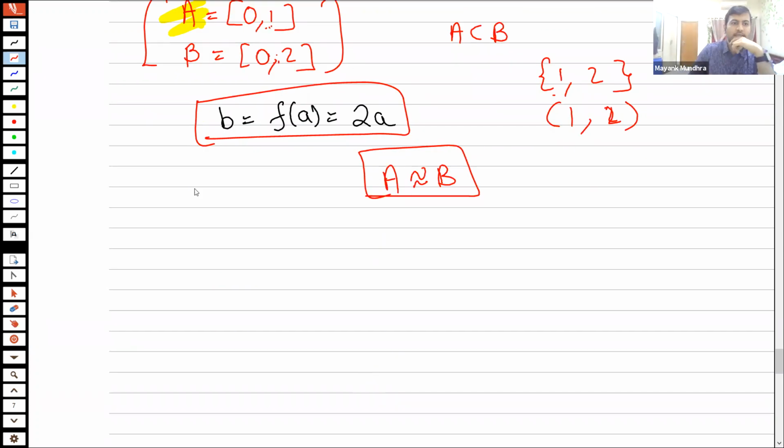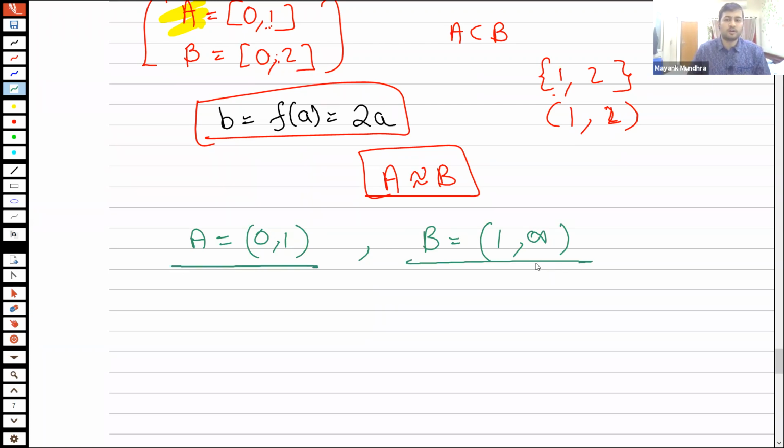All right, now one final thing. Consider the set A, which is 0 to 1, and the set B, which is... Okay, not 0 to infinity. Let's construct 1 to infinity. 0 to 1 open and 1 to infinity. My claim is that both these sets have the same cardinality.